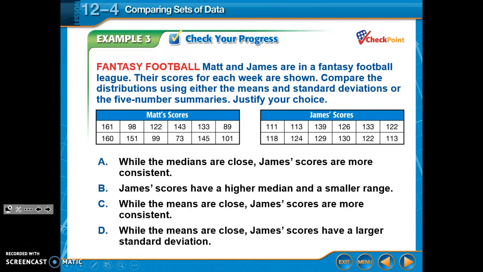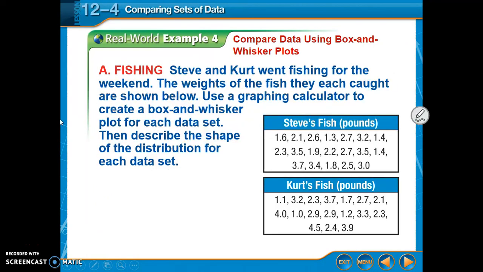Okay, so you guys using those calculators that I put in the link for this video, try and figure out this one. Okay, we also want to be able to compare using box and whisker plots. So Steve and Kurt went fishing for the weekend. The weights of the fish they caught are shown below. Use a graphing calculator to create a box and whisker plot for each data set. Then describe the shape of the distribution of each data set.